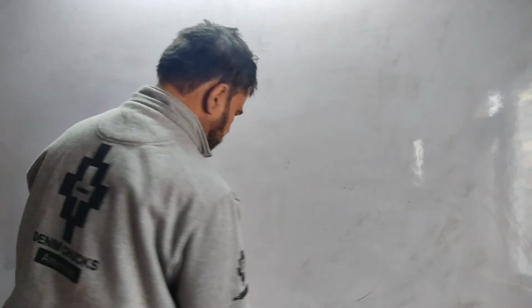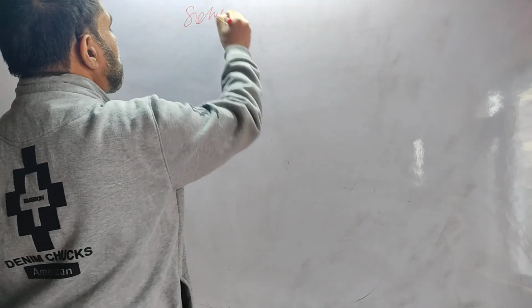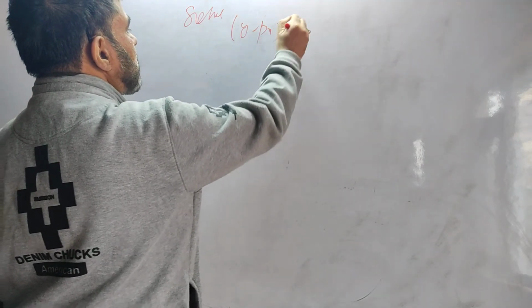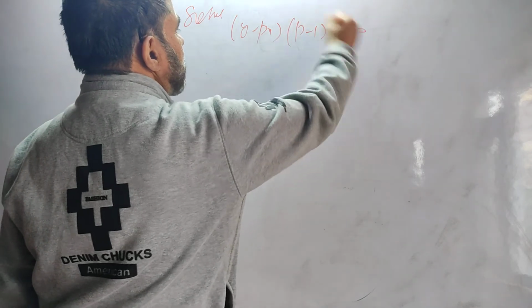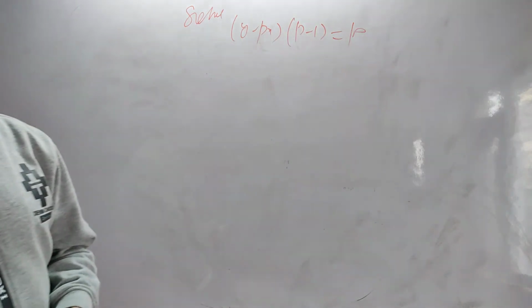Let me give you one more question. You have a question here. Suppose it is y minus px times p minus 1 is p. Solve y minus px times p minus 1 is p. This is the differential equation. Solve.